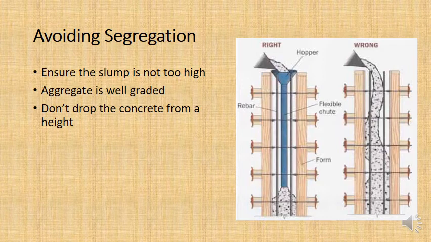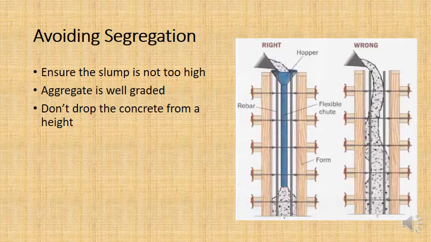And another important thing about segregation and how to avoid it is you don't drop the concrete from a great height. If you drop the concrete from a high height, what will happen is basically the concrete will splatter and water will bounce out of the puddle, and the rocks and the coarse aggregate particles will form a big pile in the middle, and that causes segregation.